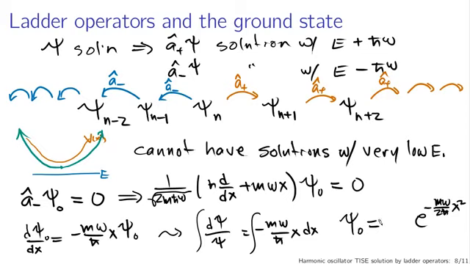There's a normalization constant here, and I'll save you the trouble of calculating the normalization constant. It's m omega over pi h bar to the 1/4 power. So this is our ground state.